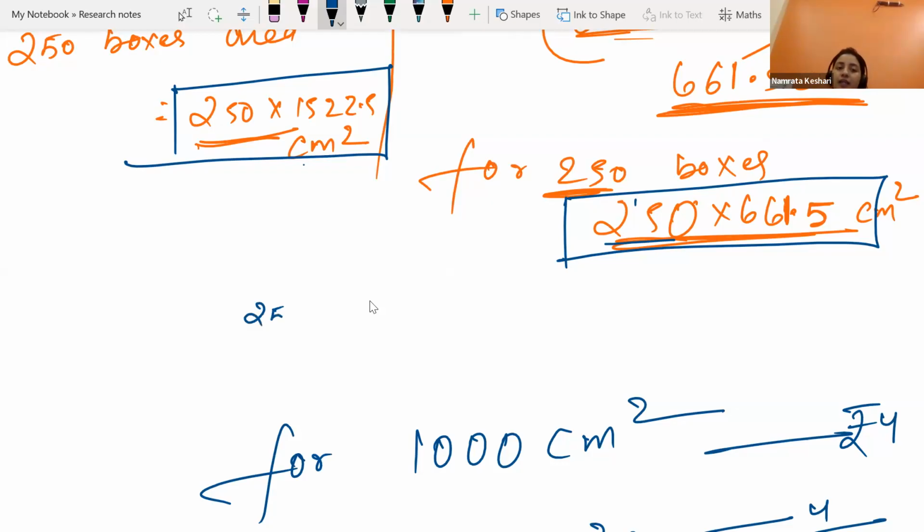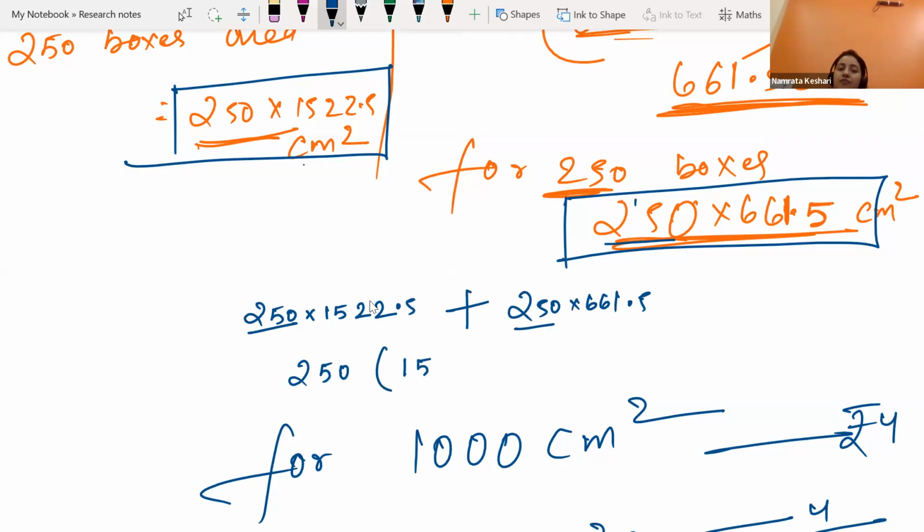If you will be adding it, let me tell you how you will be adding it. If you will be adding 250 into 1522.5 plus 250 into 661.5, apply the logic: 250 we can take out common, right? Yes, ma'am. And we will be having 1522.5 plus 661.5.